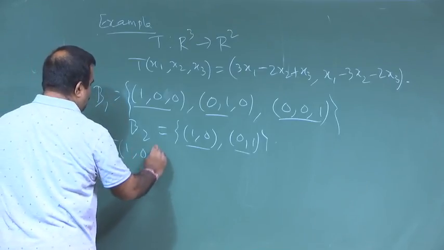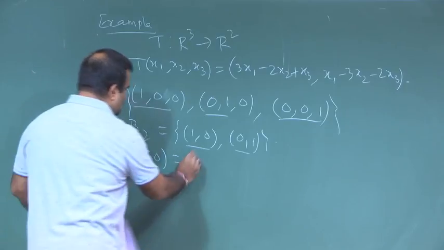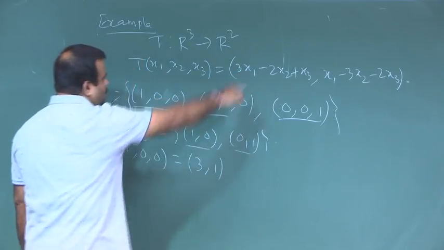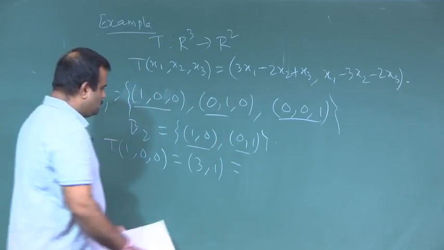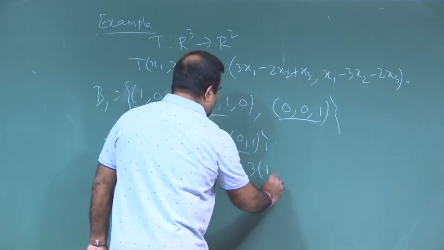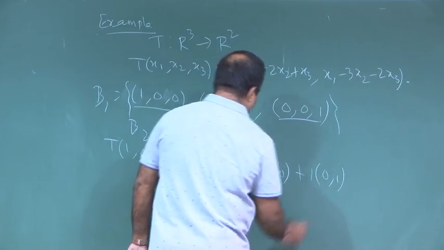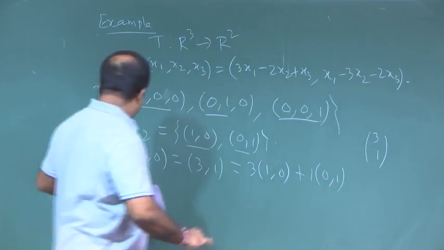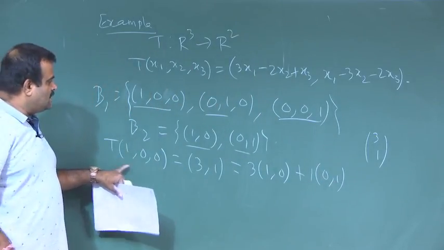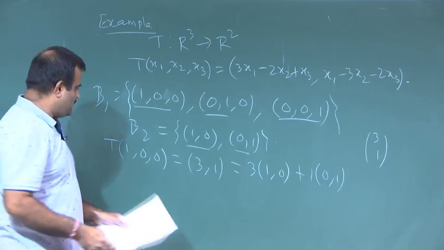Now, to get where alpha 1 is going, you have to take T of 1 0 0, alpha 1. T of alpha 1 is basically, if you calculate by putting the values over here, 3 comma 1, and this we have to write as beta 1, beta 2. So, this is basically 3 of 1 0 plus 1 of 0 1. So, basically 3 1 is the coordinate of this T of alpha 1 in terms of this basis. So, this 3 1 will be the first column of the matrix.